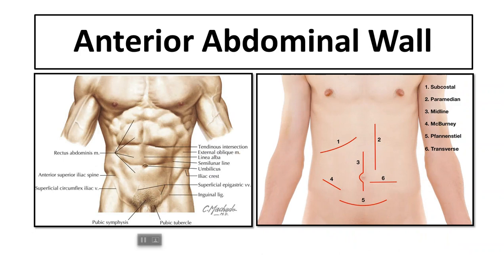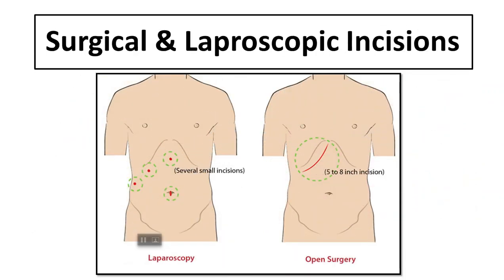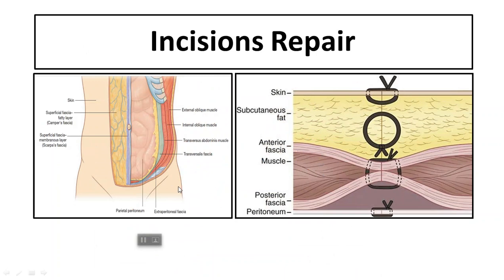Now we come to an important subject in the abdomen, which is the anterior abdominal wall. Why is it important to study the anterior abdominal wall? Because there are a lot of surgical and laparoscopic incisions. Here we have incisions that we use in operations or during laparoscopic surgery. So it is important to know the structure of the anterior abdominal wall.